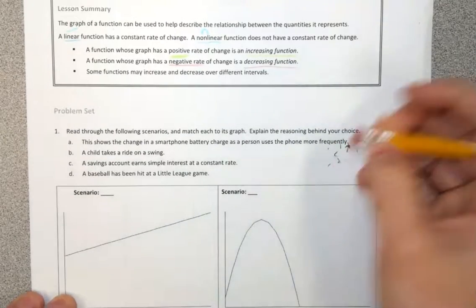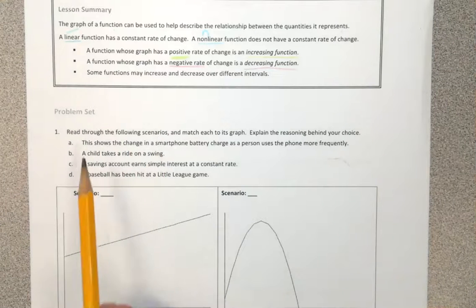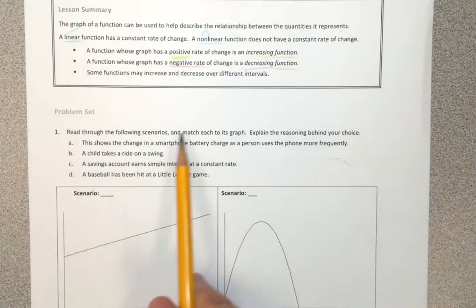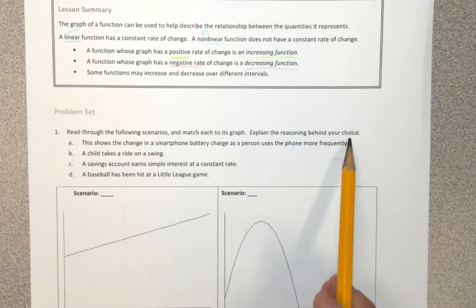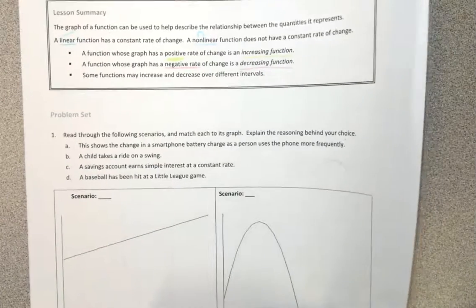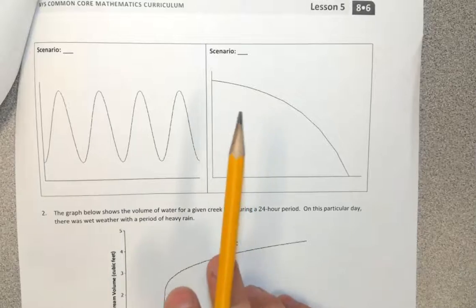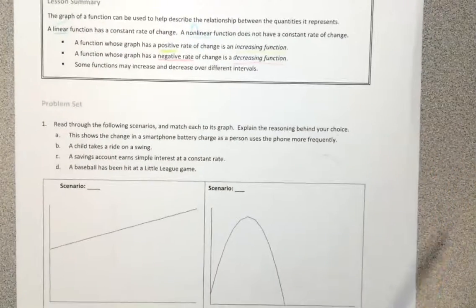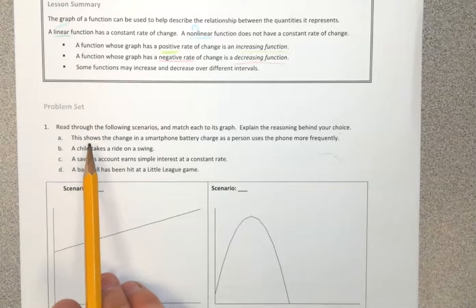So looking at number 1 of our problem set, read through the following scenarios. These are the scenarios A through D, and match each to its graph. Explain the reasoning behind your choice. So again, here are my scenarios, and then on this first page I have 2 graphs, and if you turn the page, you have 2 more graphs. So you have A, B, C, D, a total of 4 scenarios and 4 graphs. So let's read through these. As I read, I'm gonna underline my key words.